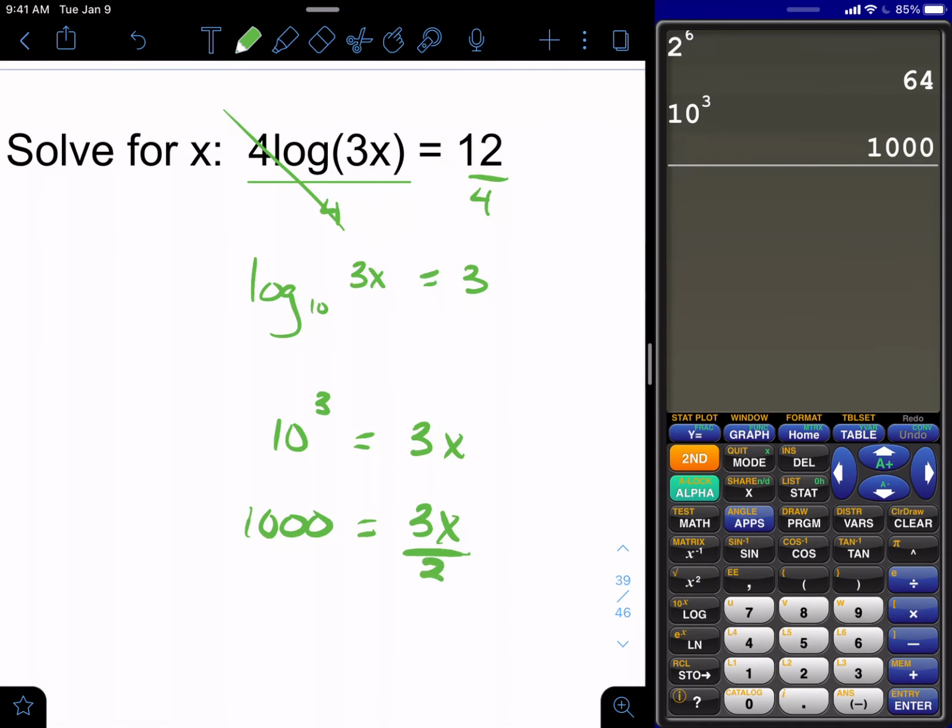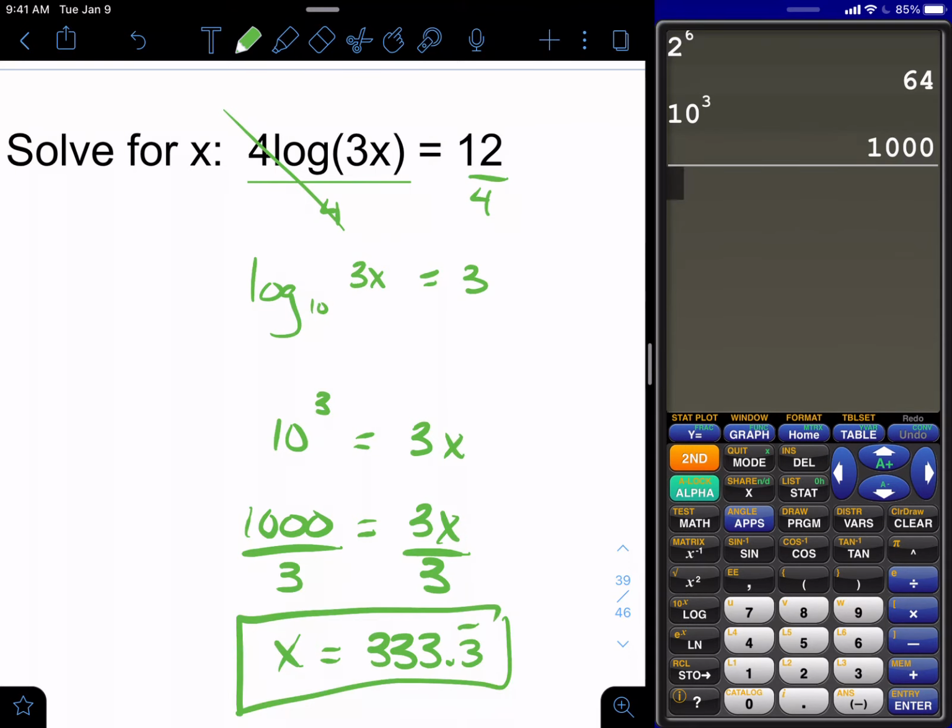And then dividing both sides by 3, I find out that x is equal to 333.3 repeating. So that would be my answer for this problem.